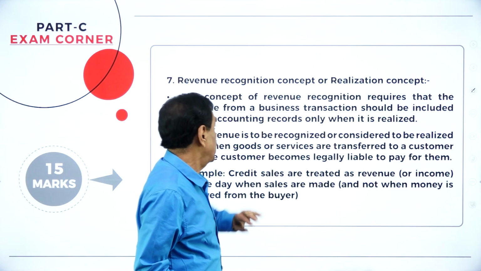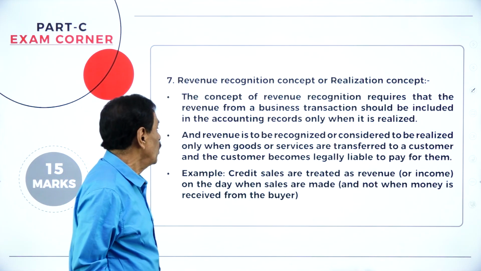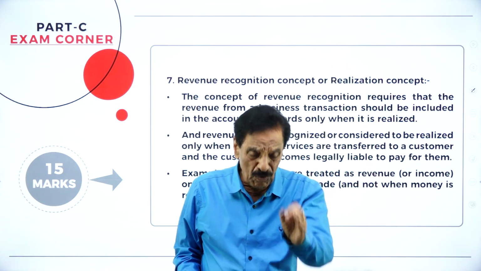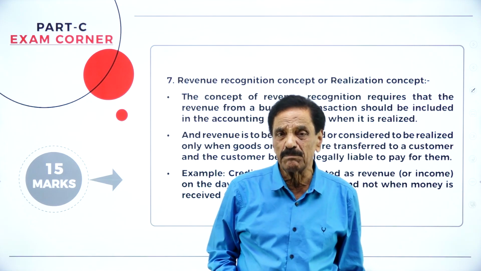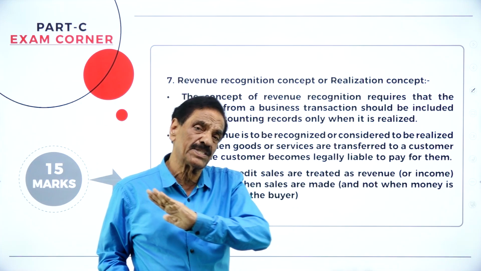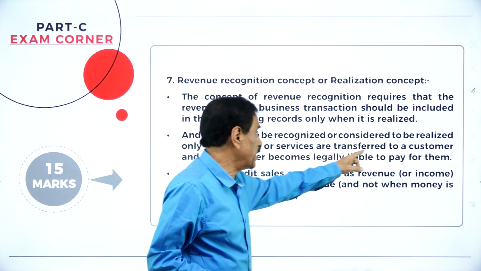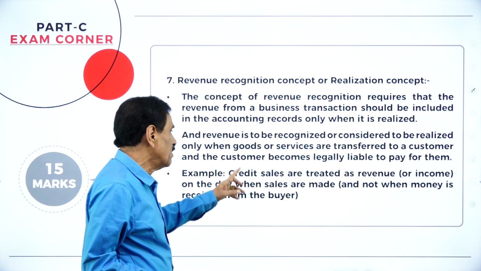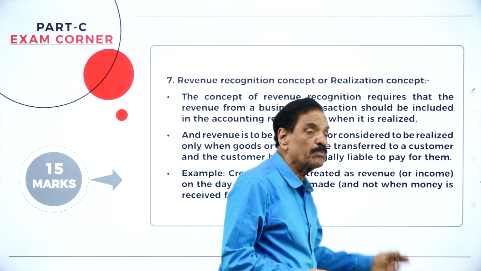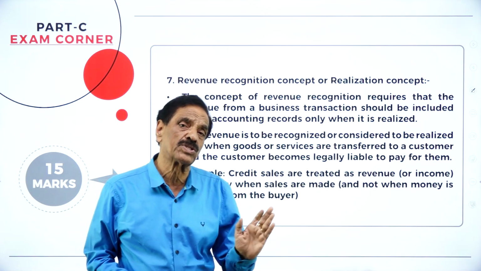Revenue recognition, the realization concept. The concept requires that the revenue from a business transaction should be included in the accounting period. Whatever revenue is received should be included in that particular year. That is nothing but the profit of the concern, and that should be shown. Revenue means sales. Whatever sales amount you have got will be shown in the books of account. Revenue is to be recognized as realized only when the goods and services are transferred to the customer and the customer becomes legally liable to pay for them. Whatever amount we are going to receive should be shown in the books of account.